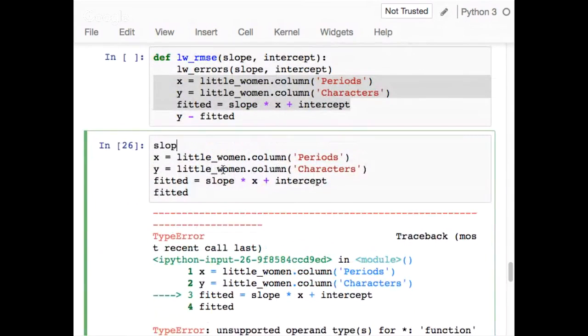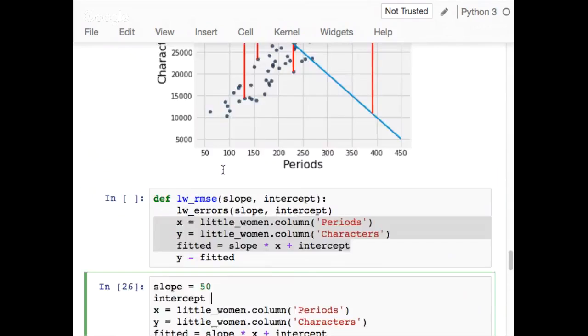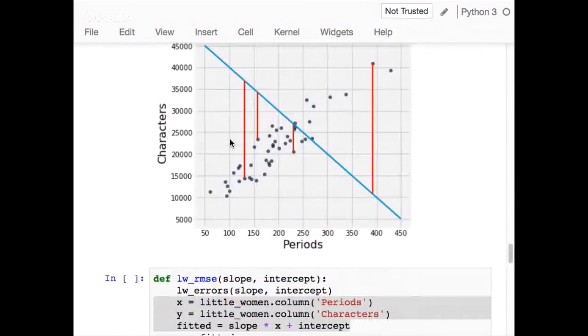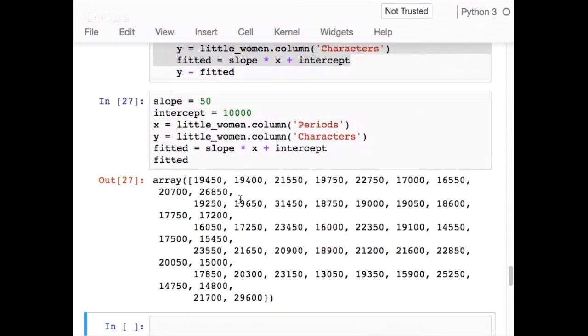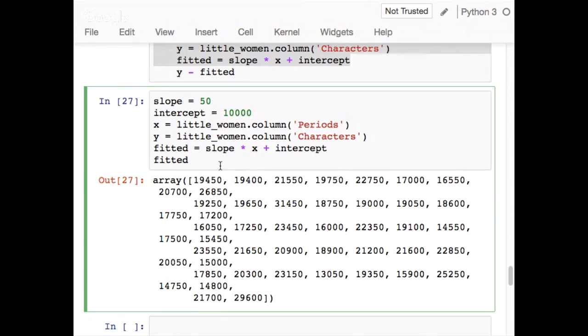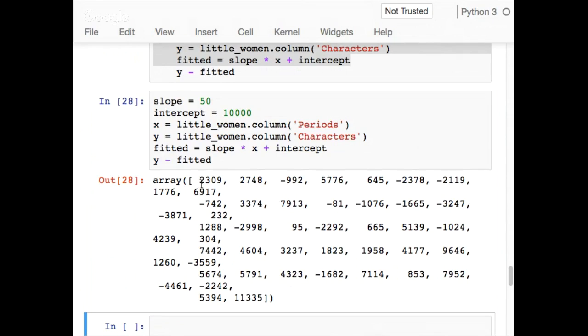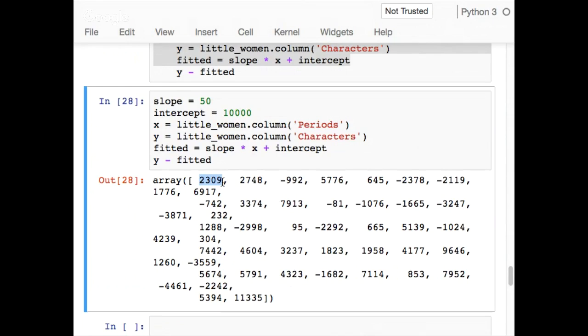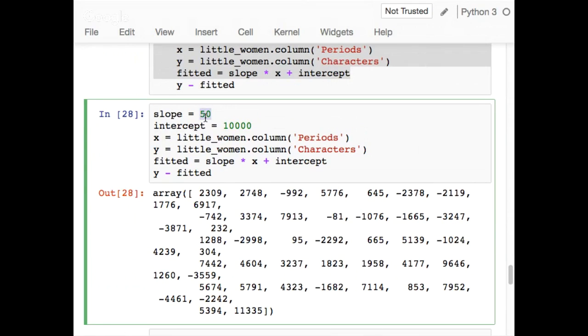Let's say my slope in this case was 50, and my intercept, let's take this example up above, was 10,000. There we go. Some predictions, and I want to find out the error. So I can take my fitted values, just do y minus fitted, and that'll give me the error. Okay, so for every point, this is how far away the point is from my regression line, if I drew a regression line with slope 50 and intercept 10,000.